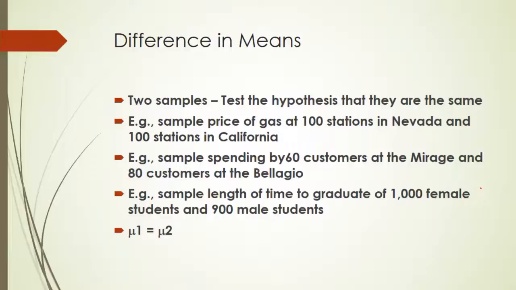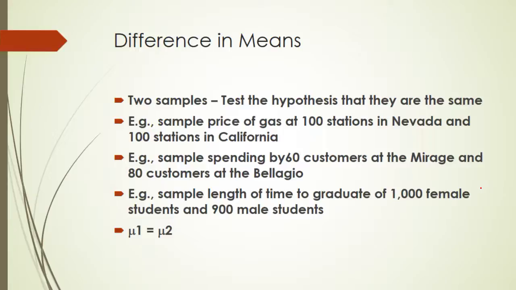There's a couple other little pieces of things we could do here. And one is, what happens when we have two samples? We call that the difference in means. So we sample a bunch of gas stations in Nevada and we sample a bunch of gas stations in California, and we want to compare the two states.